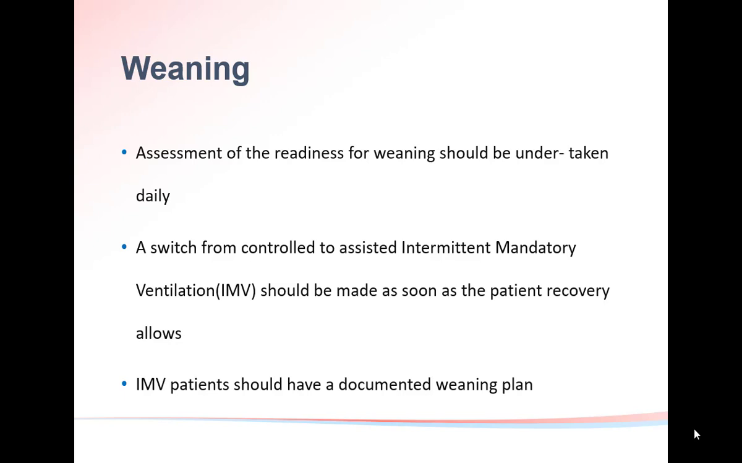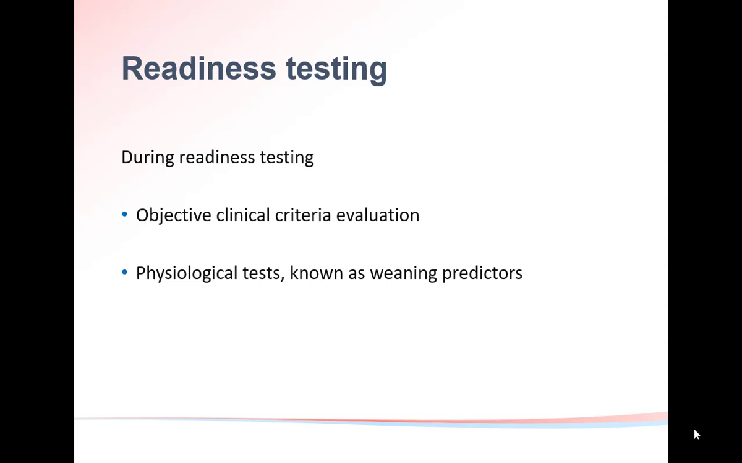So, whenever you put a patient on a ventilator, you should be very aggressive to ventilate a patient, but you should be even more aggressive to wean a patient. So, every day after you have put a patient on a ventilator, you should assess whether patient is ready for weaning from the ventilator. And during readiness to wean, what is the readiness criteria? It could be objective clinical criteria and the physiological tests, which are called predictors.